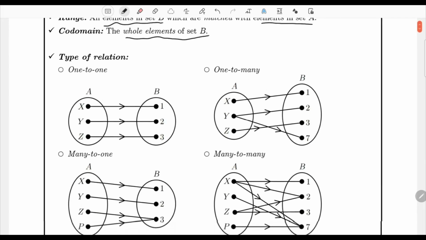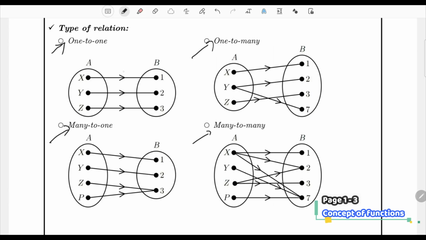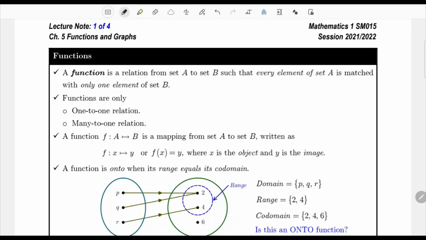There are 4 types of relation. The first will be one-to-one, one-to-many, many-to-one, many-to-many. How do we differentiate among the 4? One-to-one is clearly stated. Here 1 maps onto 2 and onto number 7, so that is one-to-many. Many-to-one: Z and P are mapped onto 3. And many-to-many, this is Rojak.